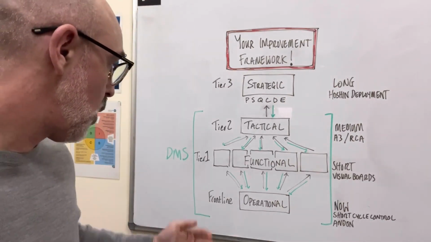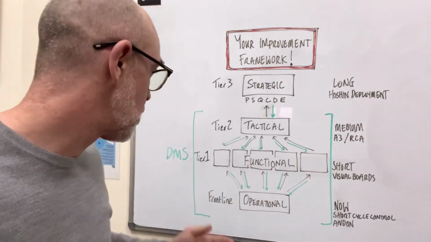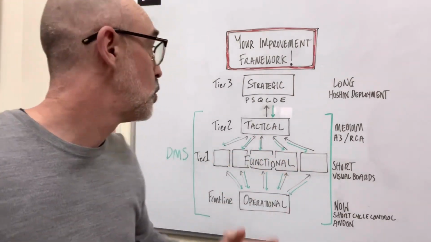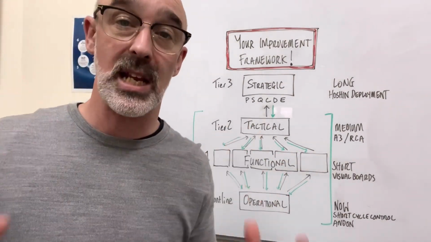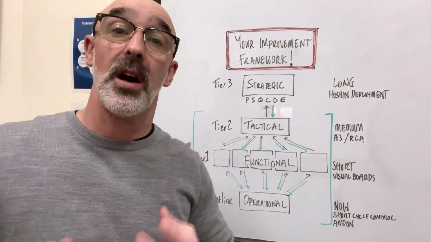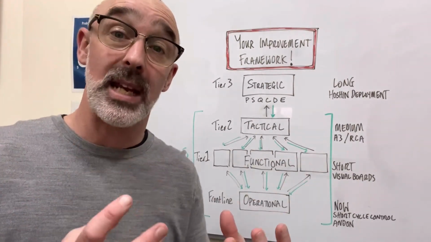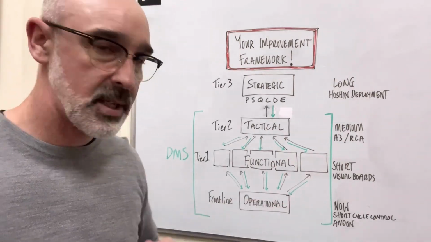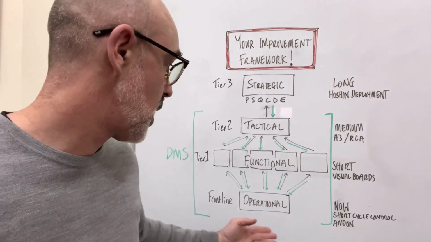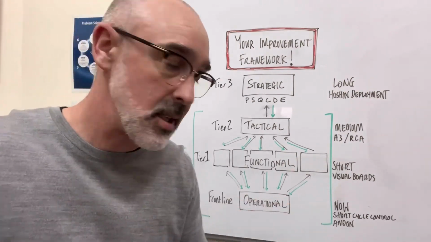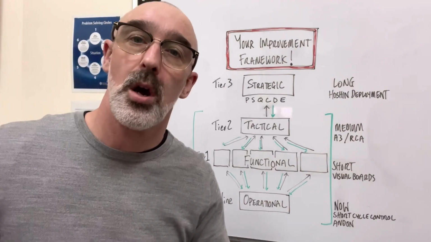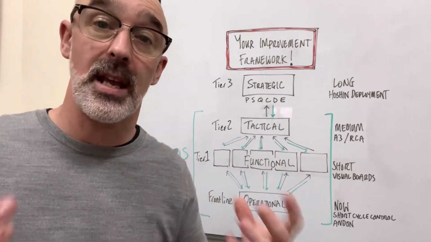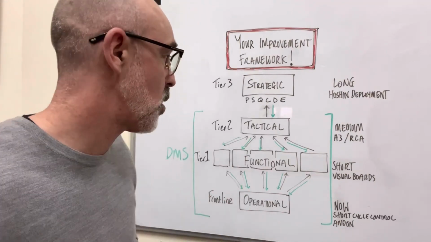So we've got frontline, which is operational. We've got tier 1, which is functional. Tier 2 is tactical, and tier 3 is a strategic layer. All of those layers function independently, but cohesively and harmoniously together. Now, at the operational level, we start thinking about our lean tools. We're focused on short cycle control, and on the andon as an alert for process deviation. So it's controlling and managing our process.